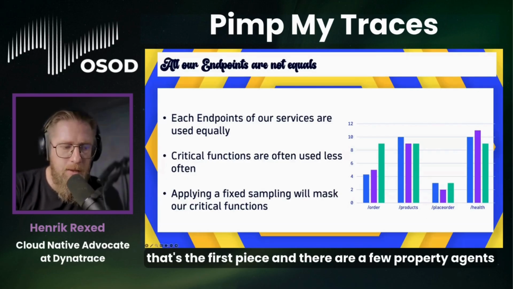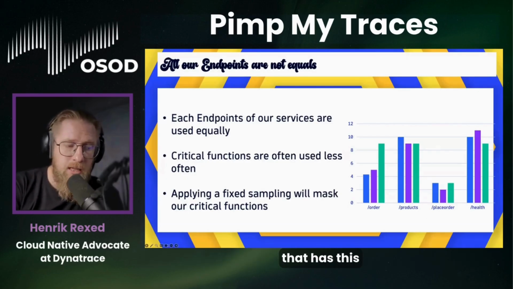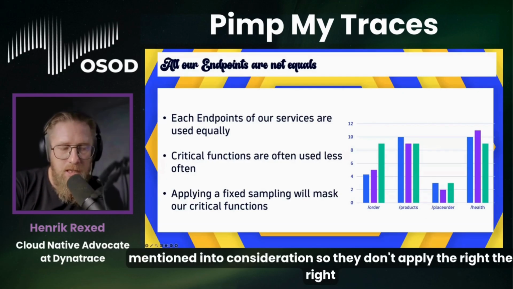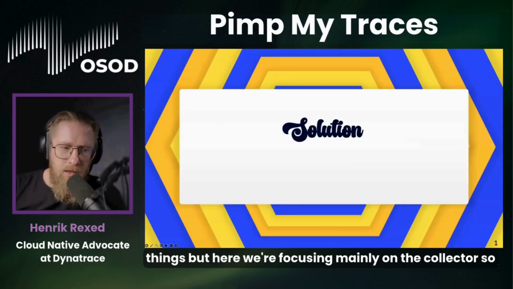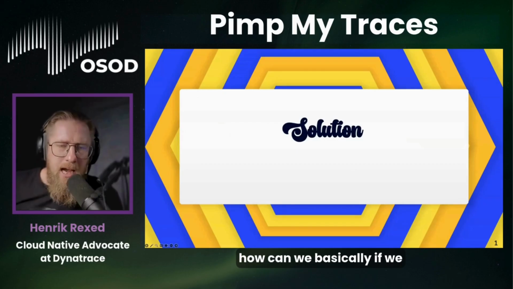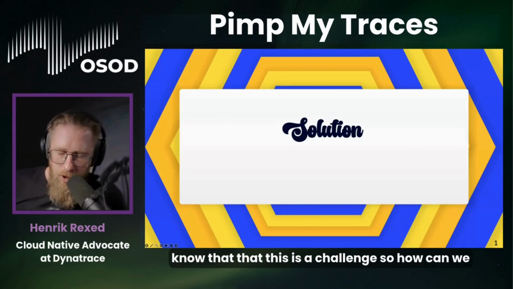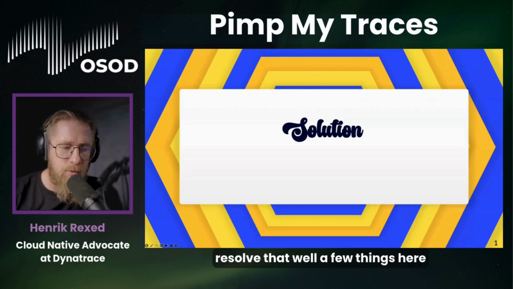So that's the first piece. And there are a few proprietary agents that take this dimension into consideration, so they apply the right things. But here we're focusing mainly on the collector. So if we know that this is a challenge, how can we basically resolve that?